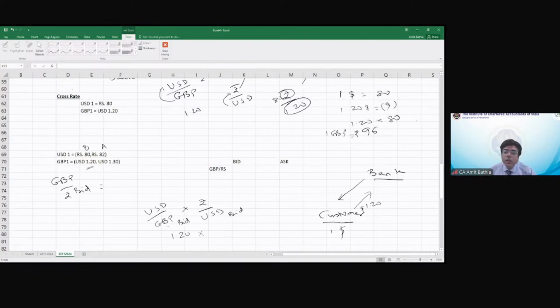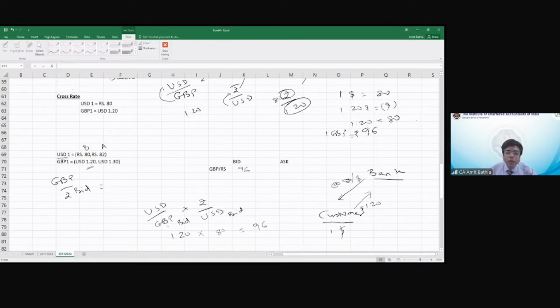What rate am I going to get for each dollar? What is the bank going to give me? Is the dollar the quoted currency? Look at it over here. What is the base currency? Base currency is USD, and the quoted currency is rupees, right? 96. Now this is for the bid price. What I got here is the GBP to rupees bid price, which is 96.